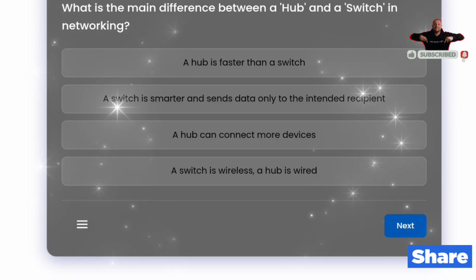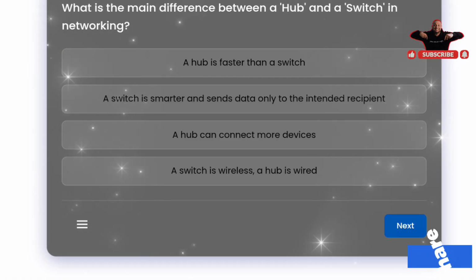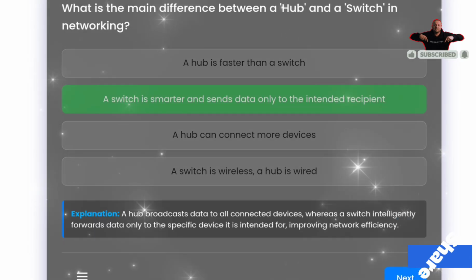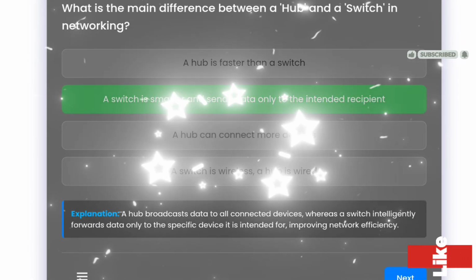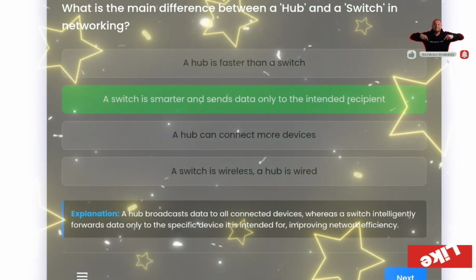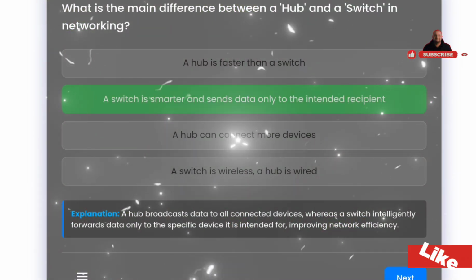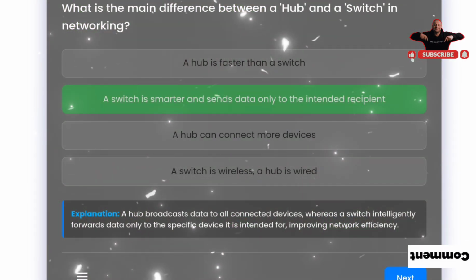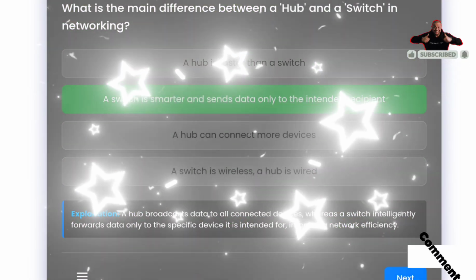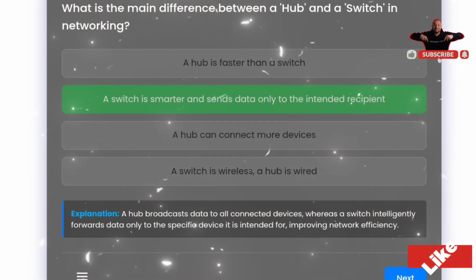Next question. What is the main difference between a hub and a switch in networking? A switch is smarter and sends data only to the intended recipient. A hub broadcasts data to all connected devices, whereas a switch intelligently forwards data only to a specific device. It is intended for improving network speeds.